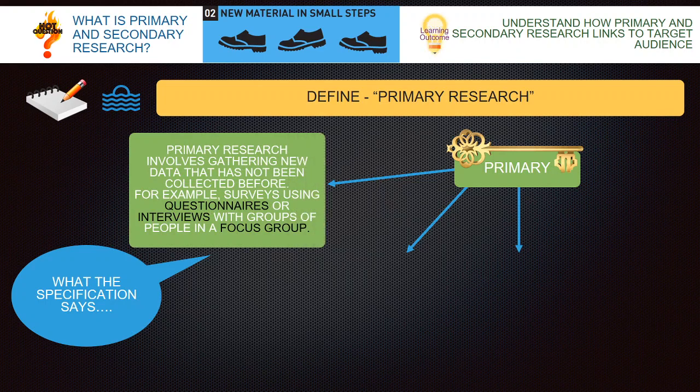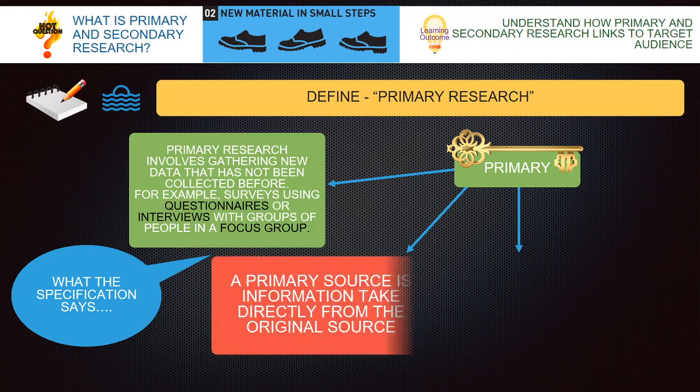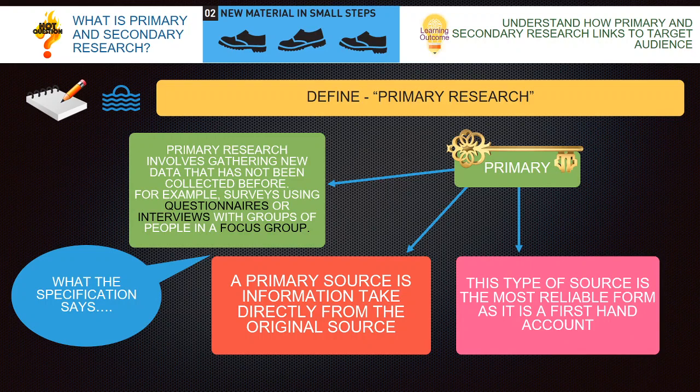Primary research involves gathering new data that has not been collected before. So, for example, surveys using questionnaires or interviews with groups of people in a focus group. A primary source of information is taken directly from the original source. This type of source is the most reliable form as it is a first-hand account. So you find it out actually from the target audience that you're going to be creating your product for.